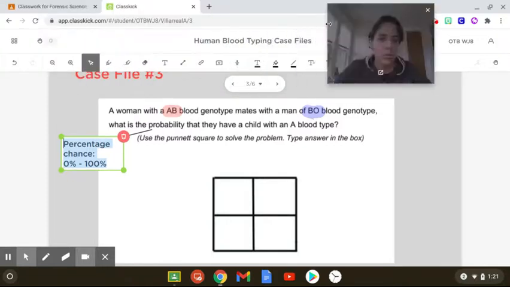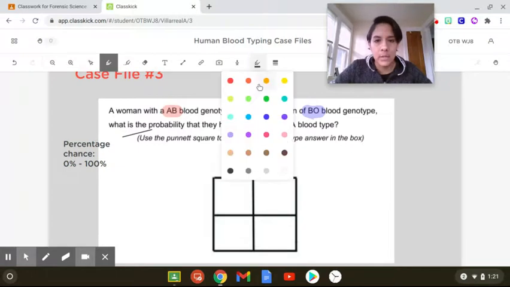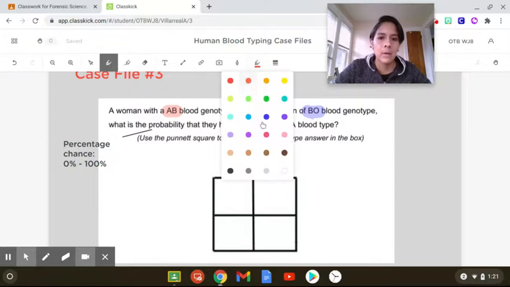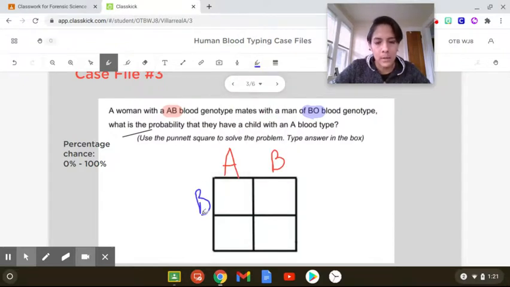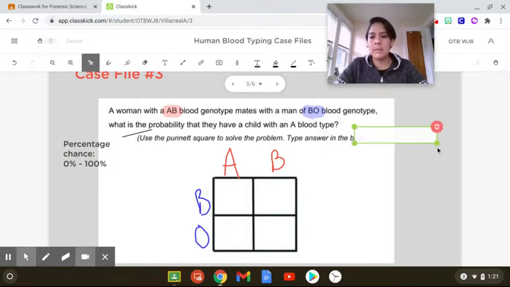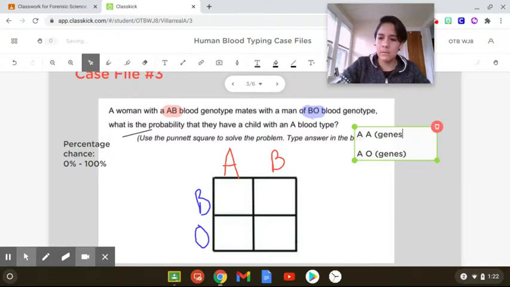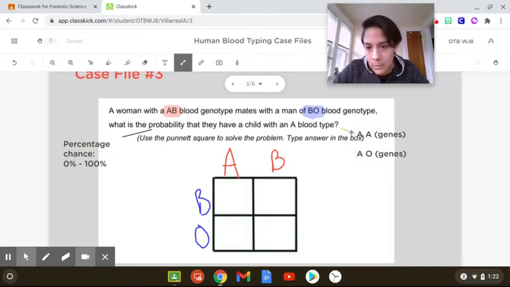So for this question, you are going to need to fill in your Punnett square, and I will set it up for you. So you have A and B, and then you have B and O. And the only other thing I want to remind you of is that if we have an A blood type, that means we are either looking for an A and an O gene combination, or we're looking for an A and an A gene combination. So both of these are going to give the blood type of A. So I'll just move that there, boom.